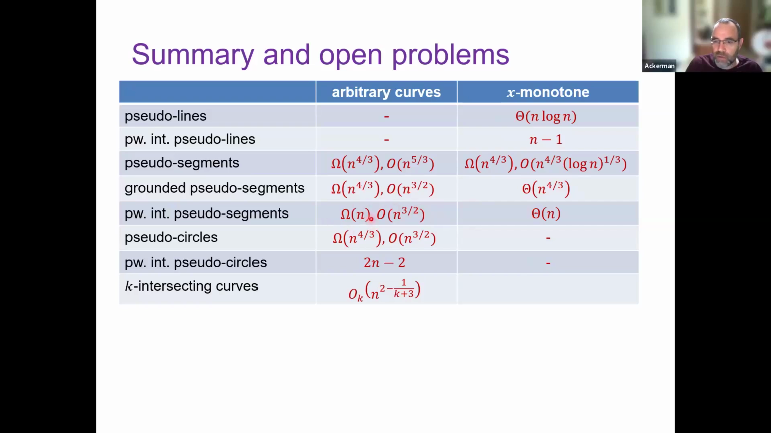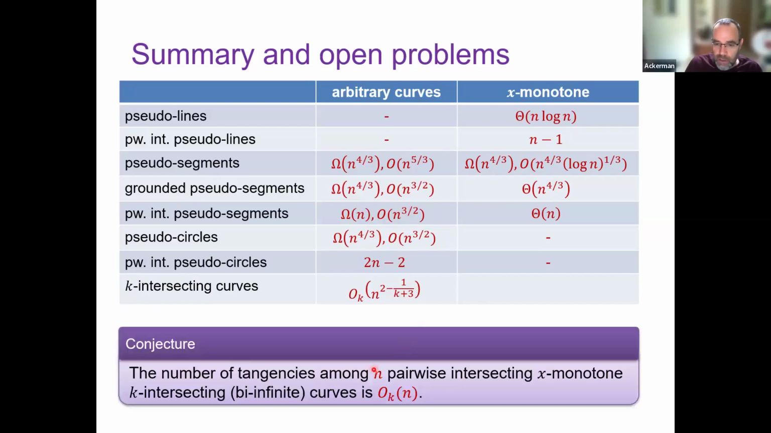I think the most interesting case is the one that I already mentioned: pairwise intersecting pseudo-segments. We have this conjecture by Pach that the bound should be linear, but we only have an upper bound of n to the power of 3/2. And I also want to mention this conjecture. Suppose that you have n pairwise intersecting x-monotone k-intersecting bi-infinite curves. Then we conjecture that the number of tangencies should be linear in this case. And if this is true, then it's also true if they are not bi-infinite, because you can get from non-bi-infinite to bi-infinite just by adding at most 2 crossings per pair of curves.